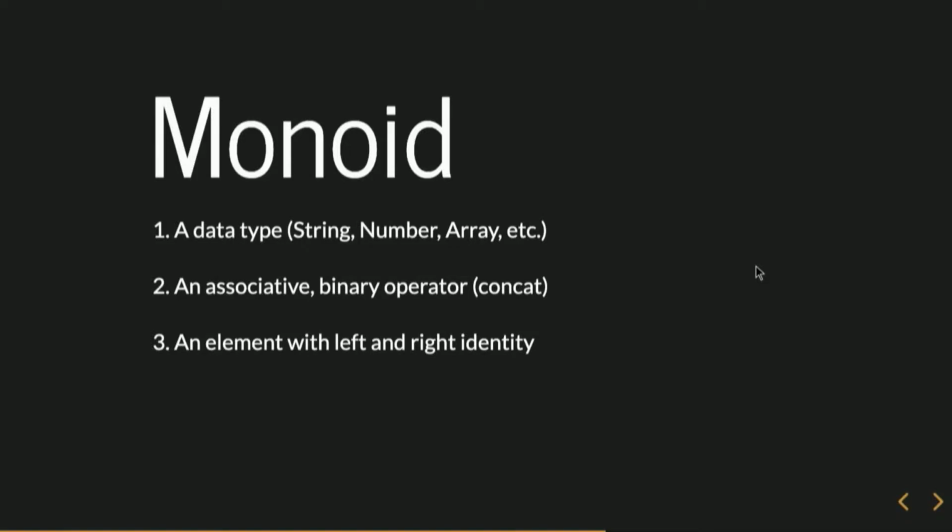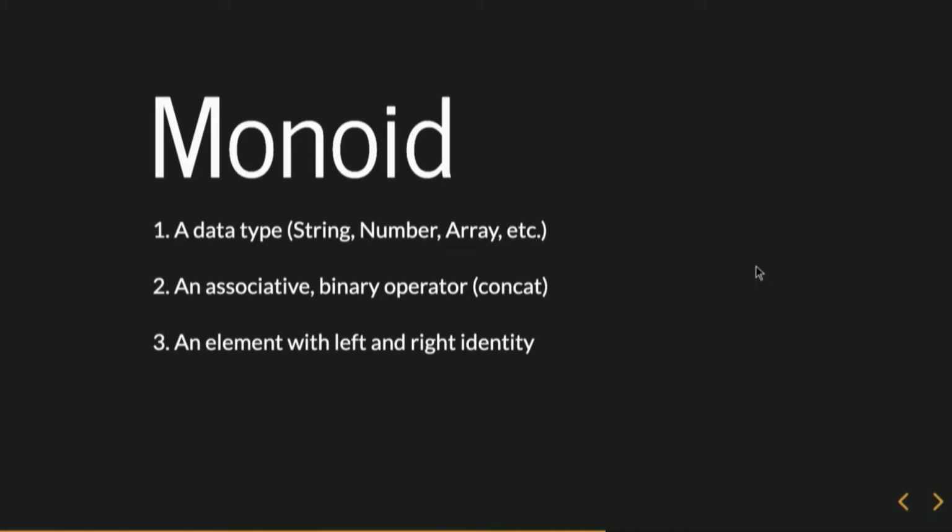Okay, so every unique combination of these 3 things, a data type, an operator, and an identity element, forms a brand new monoid. All right, see? Now you know what a monoid is. It wasn't that difficult. It's just a weird name.